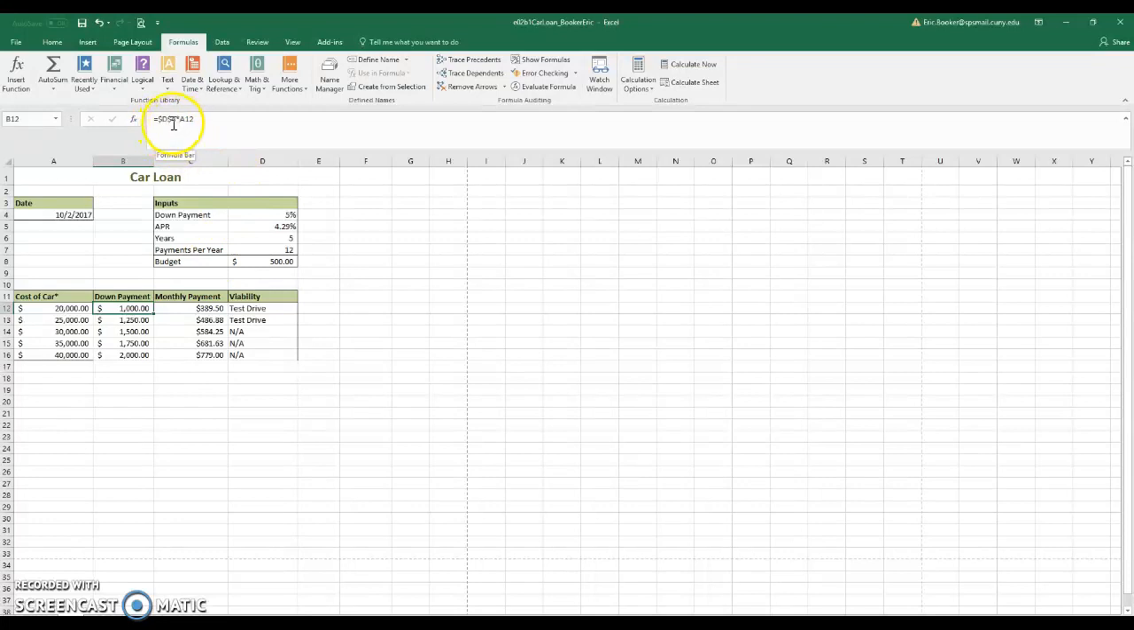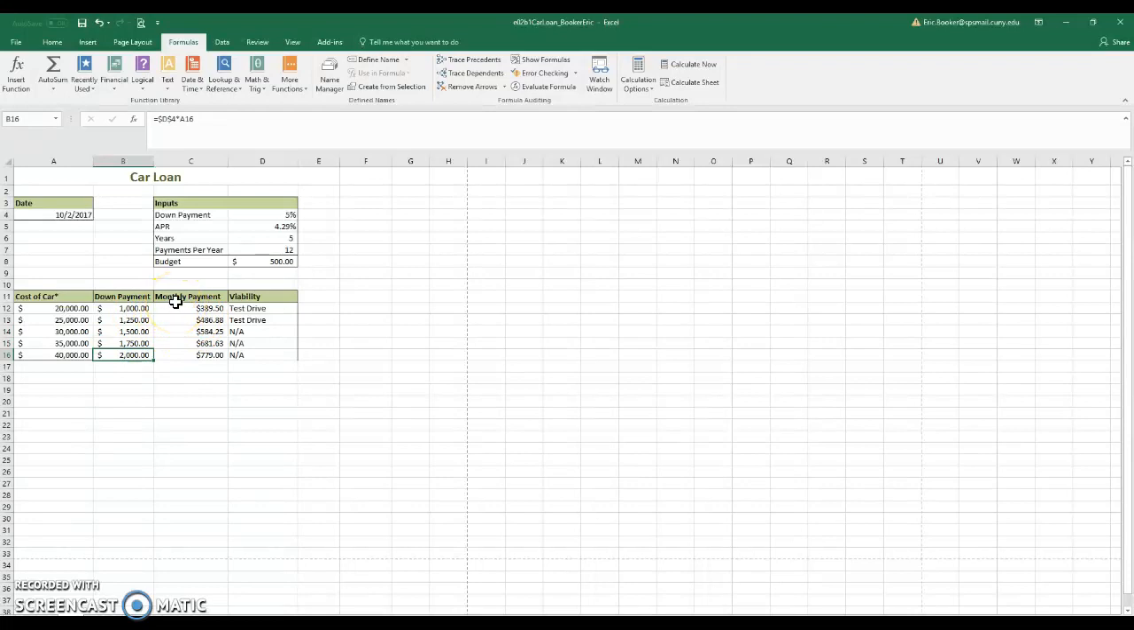The dollar signs are here to represent absolute values, meaning that D4 will be a constant throughout, whereas A12 is going to change because we go from 12 down to 16. We copied the formula down, and as you can see, it changes to 15, 16.